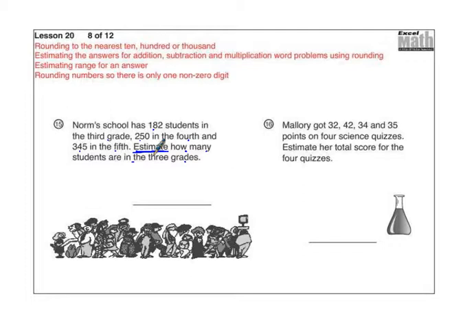Now, I could round each one of these to the tens place, but that wouldn't be very smart because I'd still have a problem that wasn't super easy. And remember, estimation, I want a really easy problem. So I'm going to round each of these to the hundreds place. 182 is going to round to 200, right?